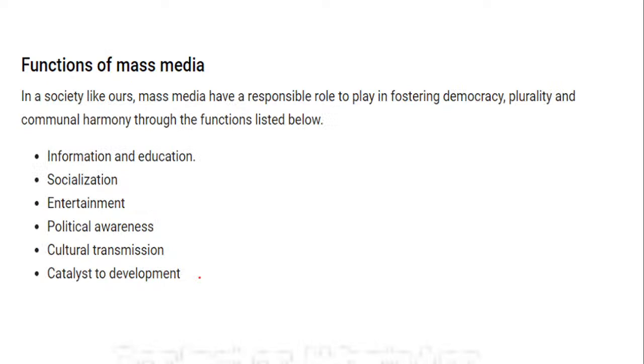Now here again you can get an example in the form of a question, that is entertainment, socialization, political awareness, cultural transmission, catalyst, that is importance to the development or progress. So this you can get in the form of examples, where you have to get into differentiation of examples which will help you to recognize mass communication. So that is one thing which you have to keep in mind.